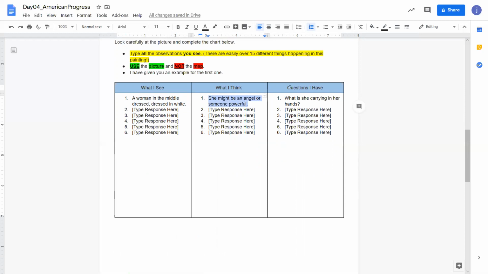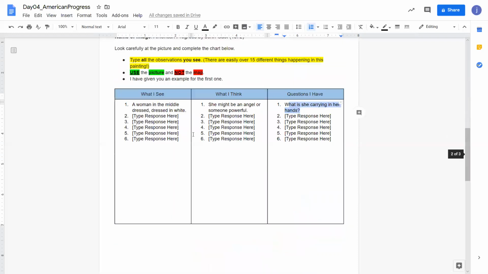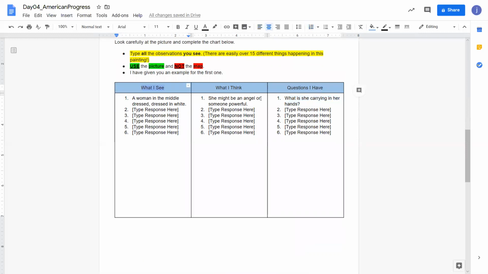I don't know. And then any questions that I have. I wrote here, what is she carrying in her hands? For one thing, the book, maybe what type of book is it? I don't know. Or possibly these wires, what are these wires? I don't know. So for all the observations of what you see, type what you think about it, what it might mean, and then any questions that you don't quite know.